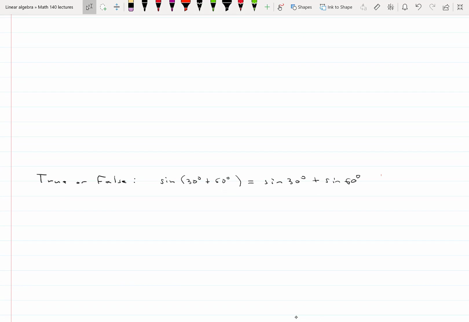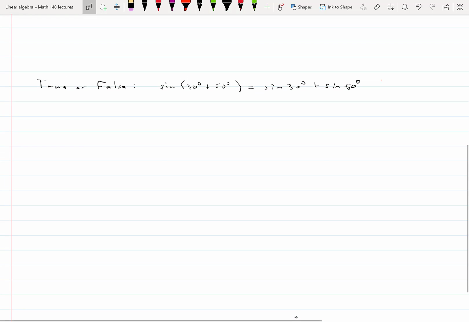Okay, so I'm going to start out with a true or false question that I always start this section on. True or false? The sine of 30 plus 60 degrees equals the sine of 30 degrees plus the sine of 60 degrees. And I'm going to let the cat out of the bag right away. This is absolutely false.